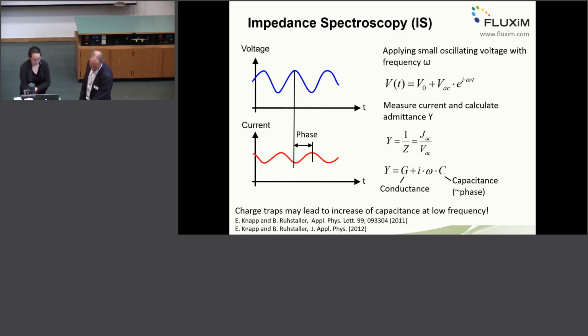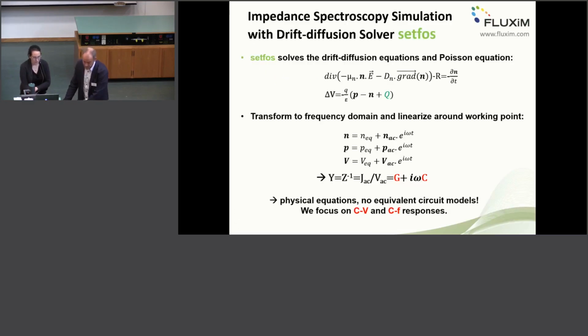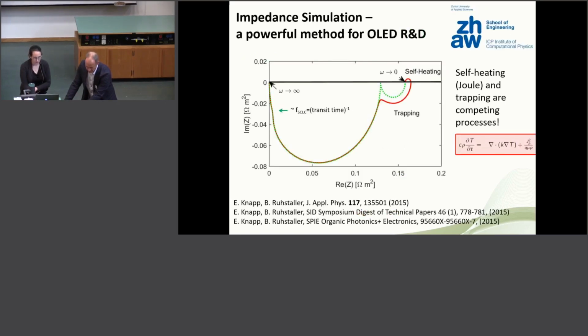Impedance simulation is also an interesting method, as we have seen during this conference. We can calculate the impedance and plot it in different ways. One way to plot it is the Cole-Cole plot with the real and imaginary part. In organic semiconductors, it's typical to see a kink in the big circle, and this kink is due to the transit time, depending on the mobility of the carrier. At this characteristic frequency, the inverse of the transit time, we have a kink here. That's a space charge limited effect.